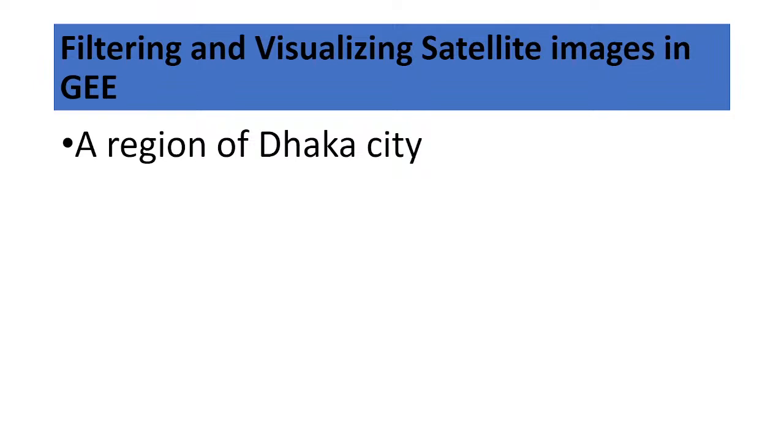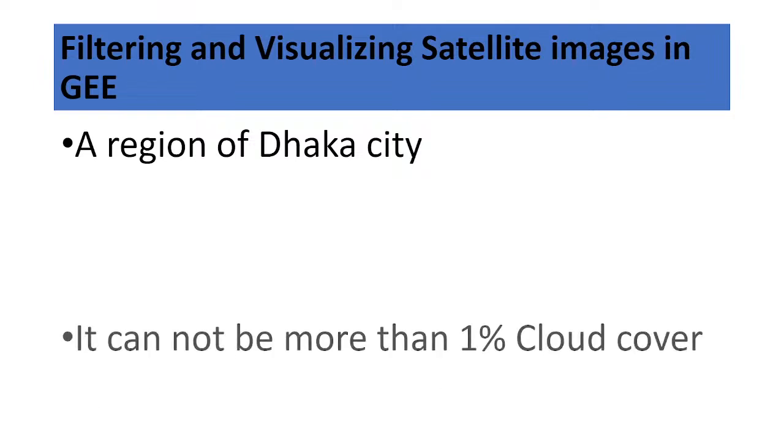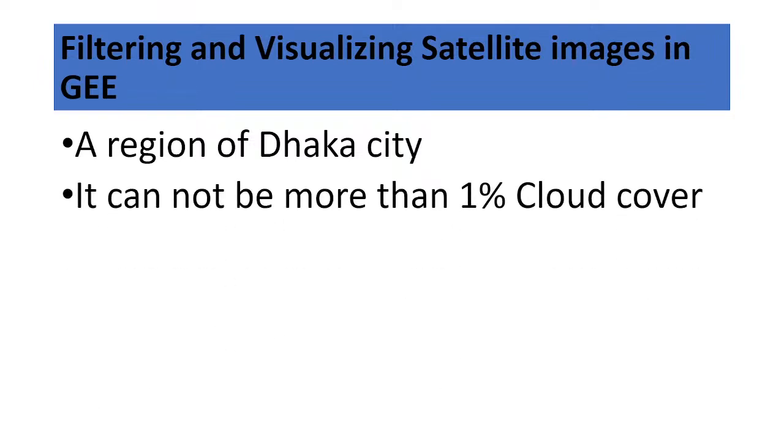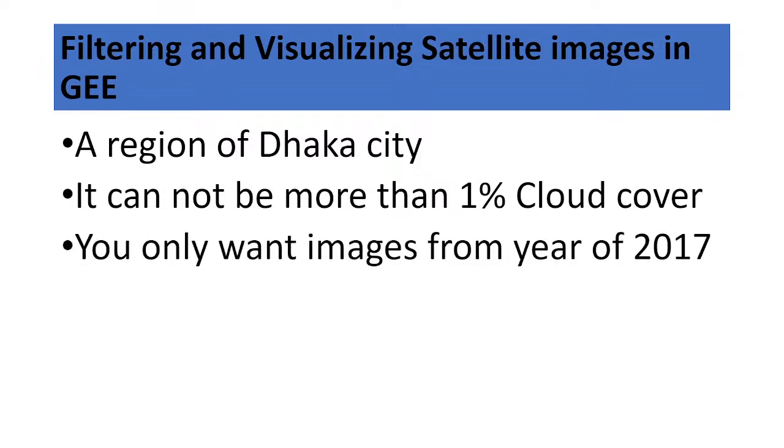And another thing is that we need to filter by specific image properties. Suppose I need only images with not more than 1% cloud cover. So this is another factor for filtering. And another factor is a specific time period. Suppose I need the satellite image for the year 2017, for the rainy season or dry season or any specific time period.